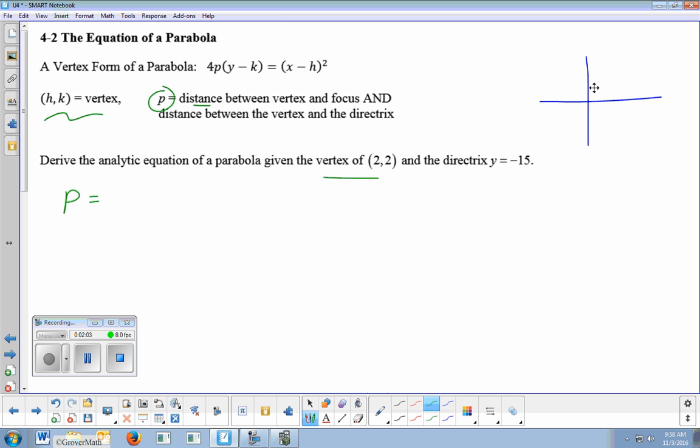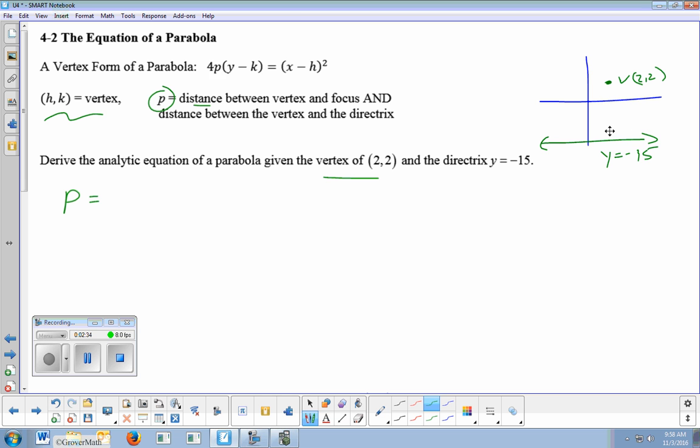You know my art skills are pretty bad with this tablet, but I'll attempt it. So the vertex is (2, 2). We know that's in the first quadrant over here, (2, 2). And that's the vertex of the parabola. Now, I don't know if this is a smiley face parabola or a frowny face parabola, but then they tell me the directrix is y equals negative 15. So that's all the way down here. y equals negative 15.